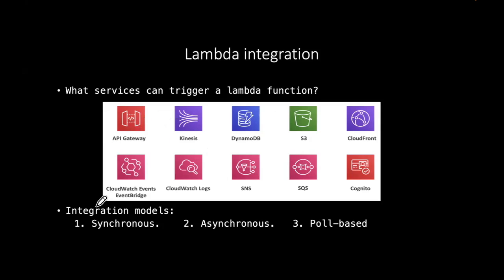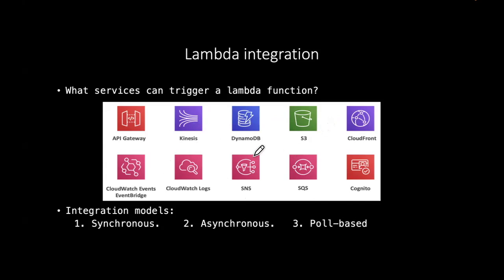Now, in terms of what I'm calling the integration model, there are 3 integration models, and the services are using one of the 3 models. For example, the API Gateway service, which we will look at as well in this module, uses the synchronous model. That's how it's designed. The S3 service uses the asynchronous model. The DynamoDB service, where is it? This one here. The DynamoDB service uses the poll-based model.